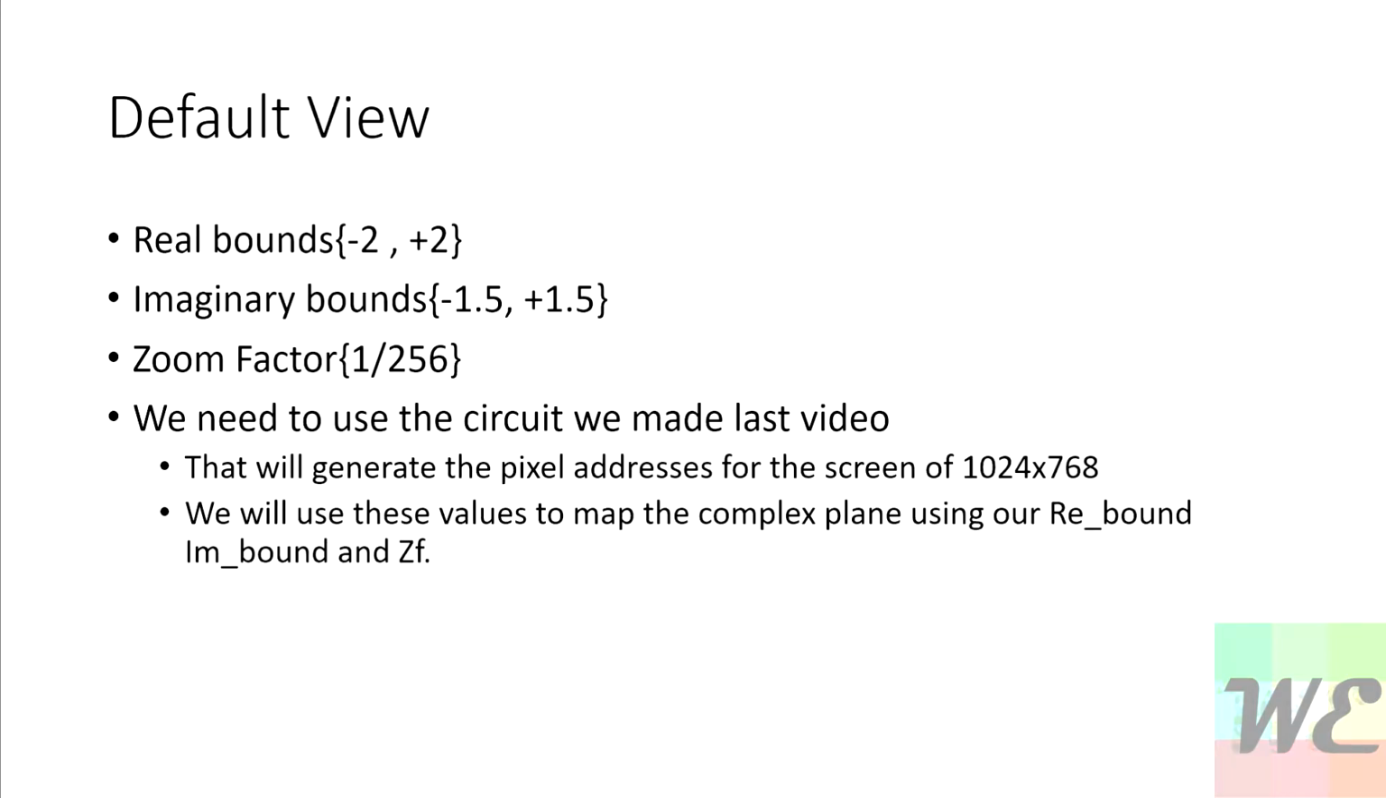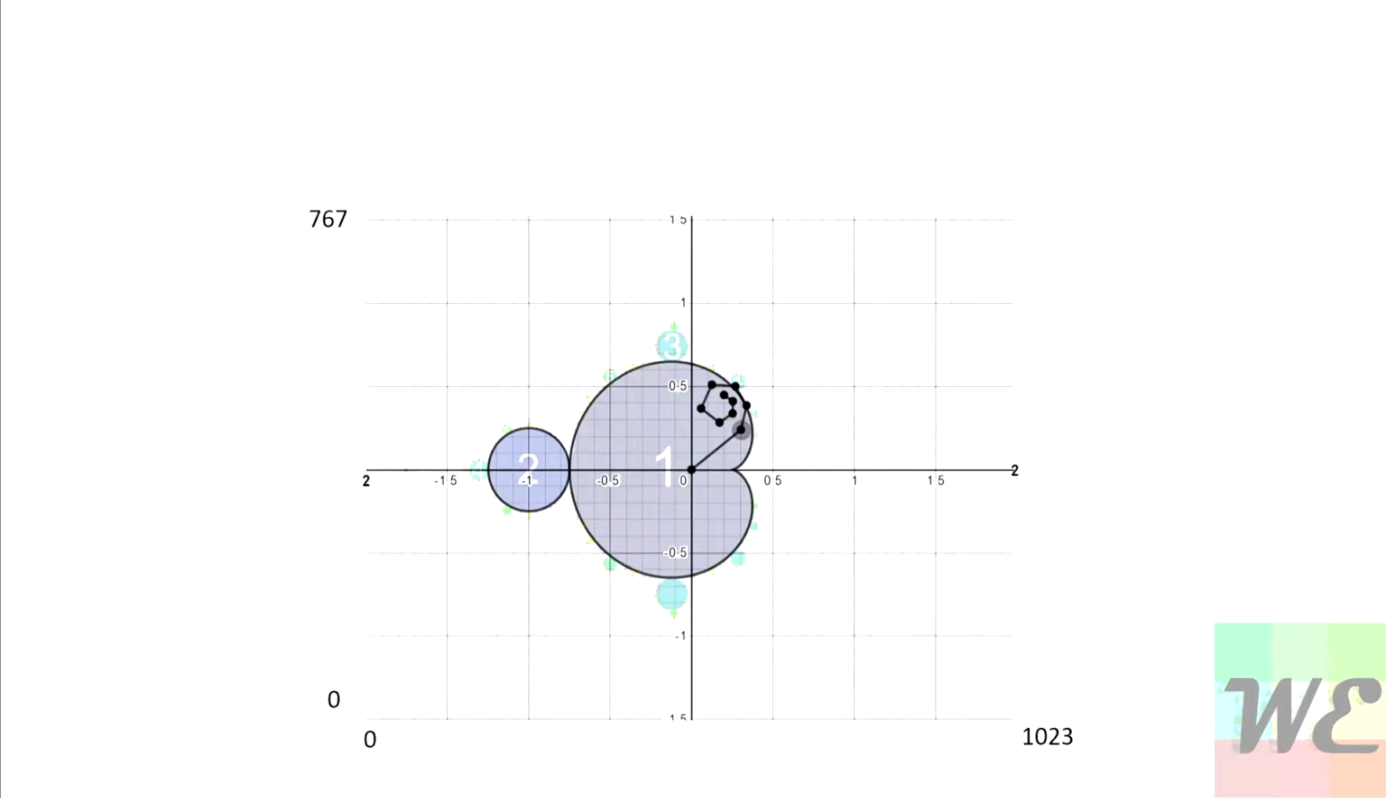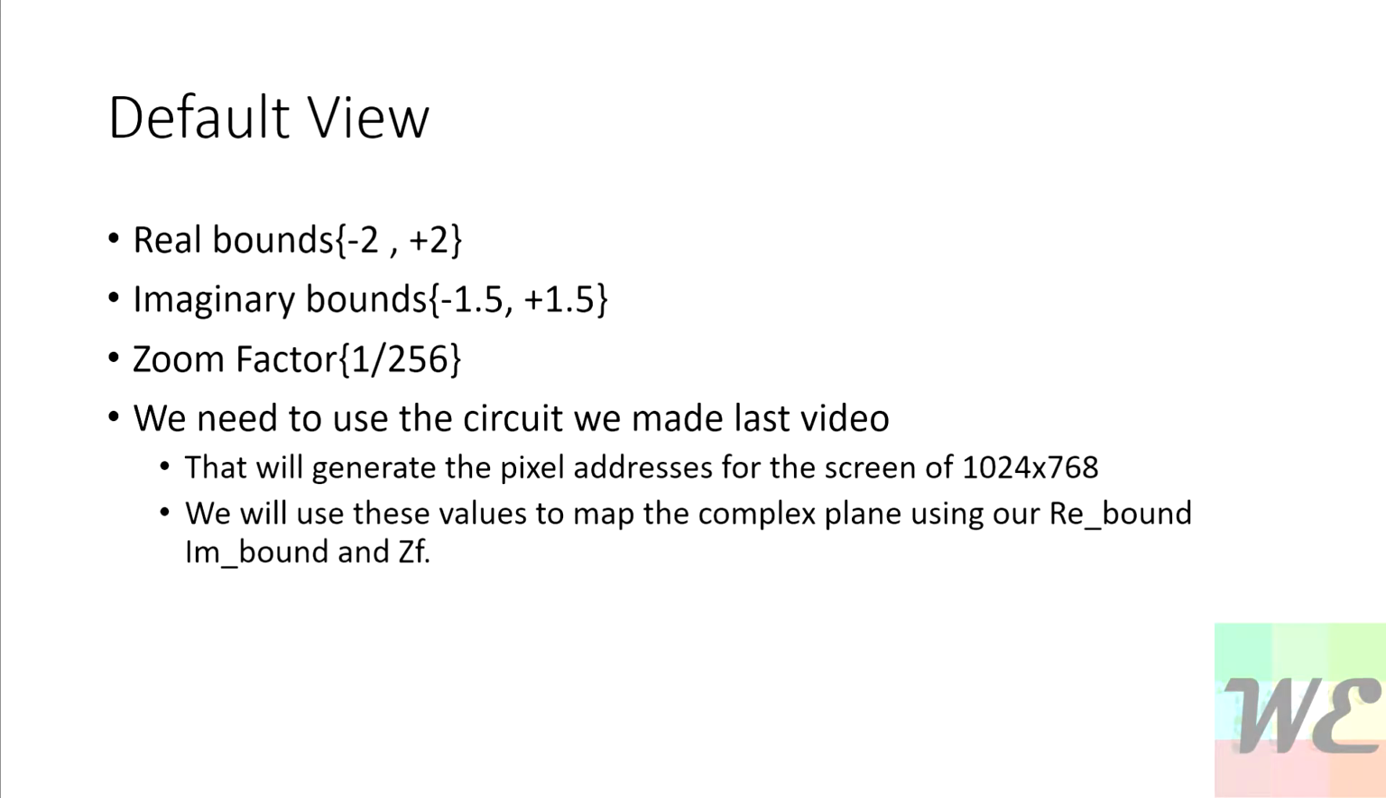This is our default view, the first thing we draw the moment you turn on the circuit. This will be the first frame drawn. For that, we need to know that our real bound is -2, since we start at the negative side, and our imaginary bound is -1.5. Those are the two we care about, and our zoom factor is 1 over 256. We're going to use the circuit from the last video that generates the pixel addresses, and use those to map the complex plane using our real bound, our imaginary bound, and the zoom factor.